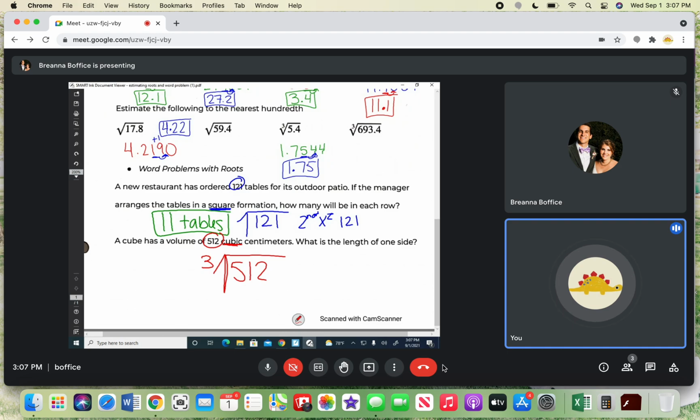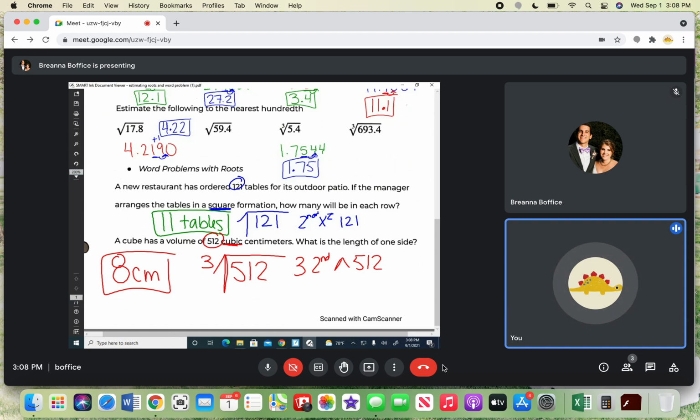So 3-second caret, 512. Put that in your calculator, and you get 8. And my unit would be centimeters. So 8 centimeters is how long the length of one side is.